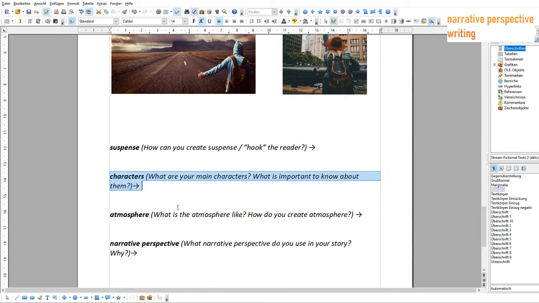What are the main characters? What is important to know about them? The beginning of the story, of course, not everything yet that you get to know, but maybe what you know at the beginning of the story of the characters.